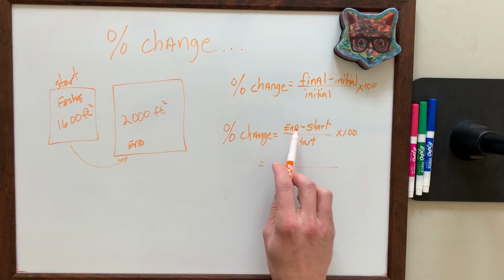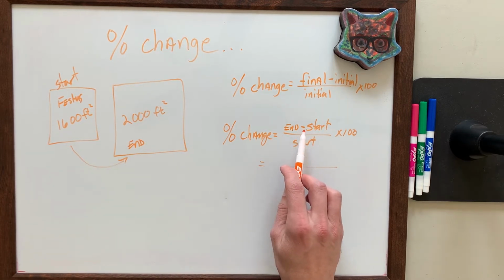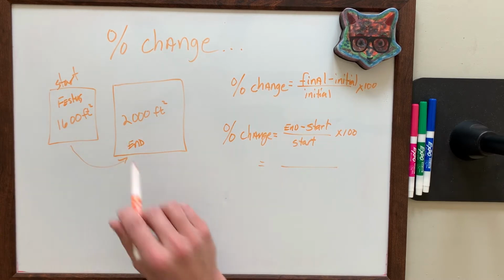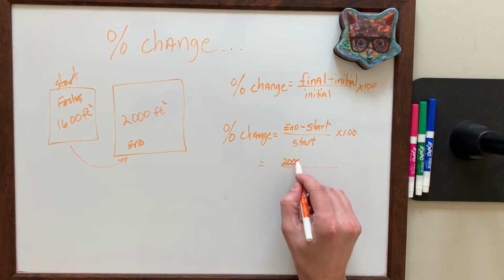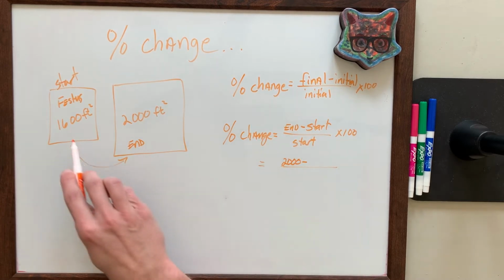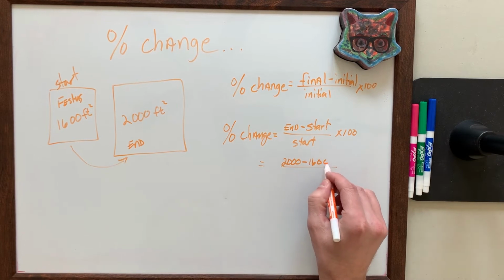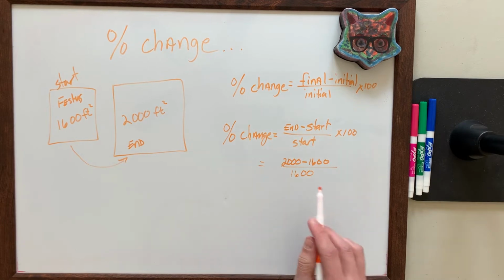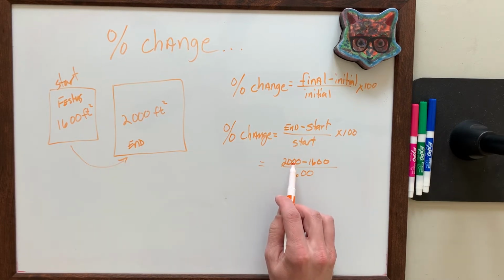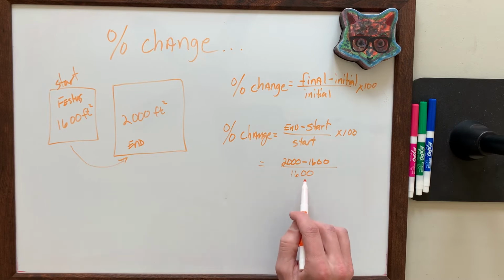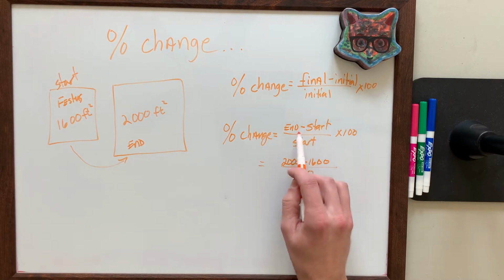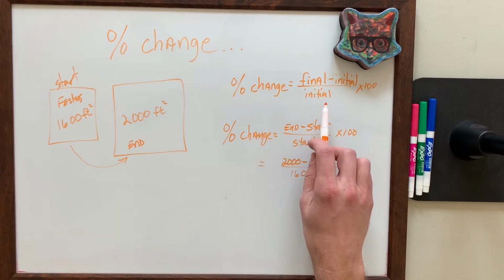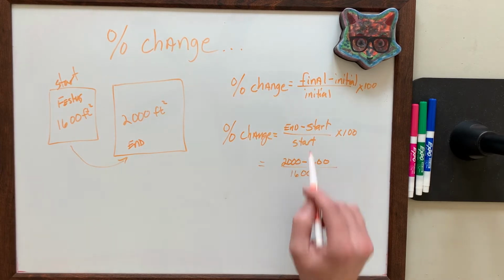So end minus start, that is a difference. That subtraction sign means the difference. It's the space between these two numbers. End is 2,000. We're going to subtract where he started, which was the 1,600, and we're going to divide by the start, which is 1,600. So this is the house that Festus ended in, and this is the house that he started in. Which looks like this: final minus initial over initial is what you will probably see if you look up a percent change formula, and this is what it actually means.